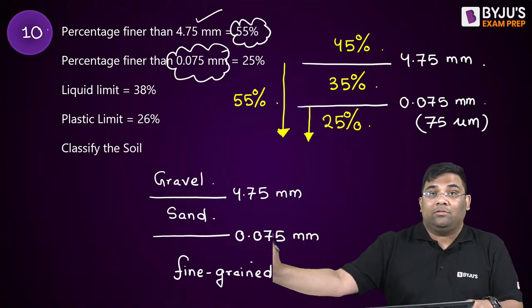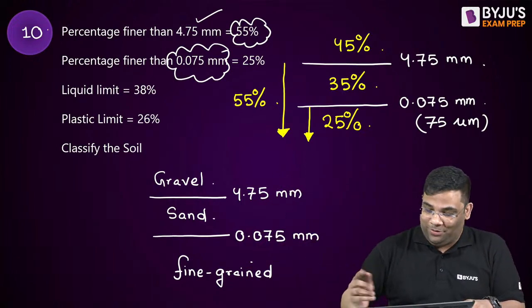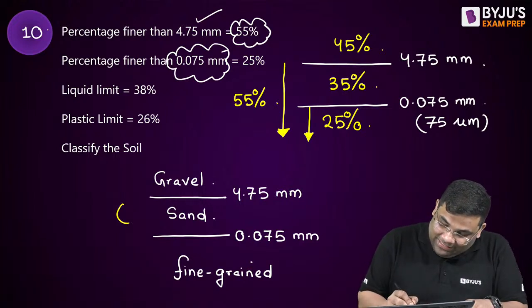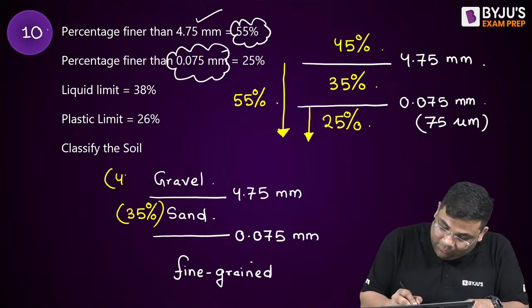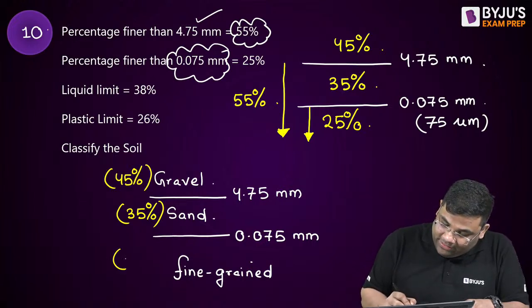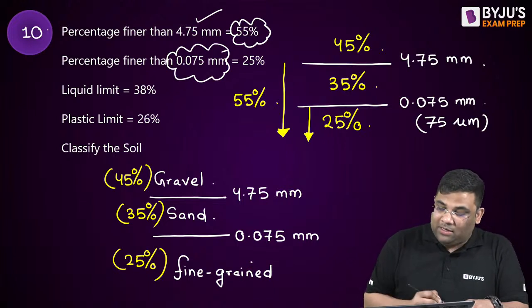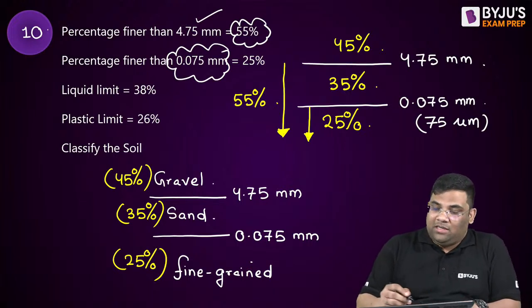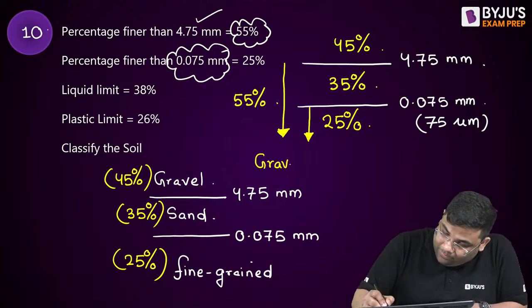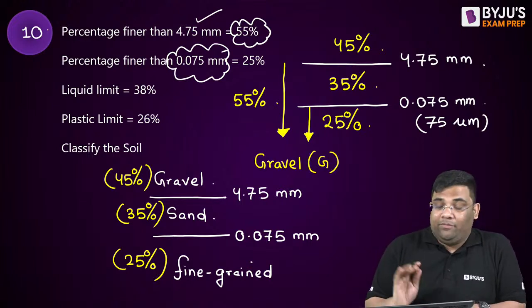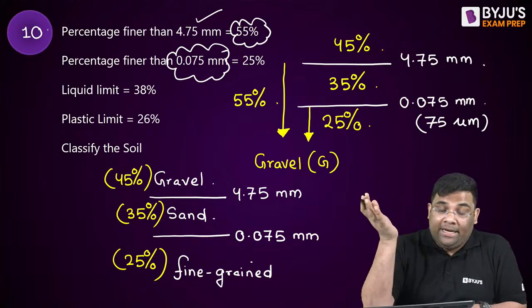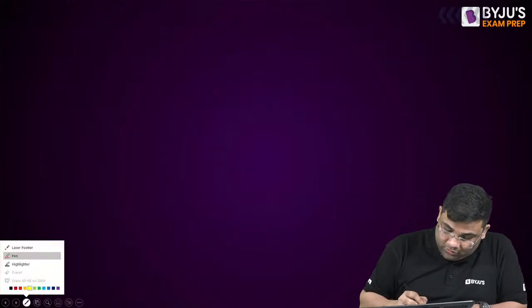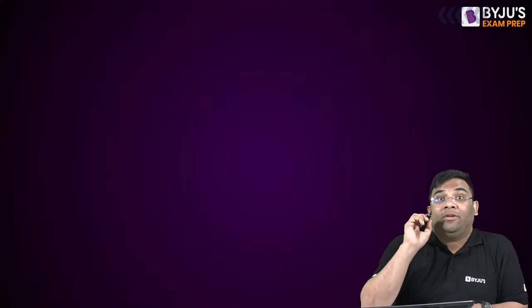Under which logic are they writing sand? Now tell me, sand is 35%, gravel is 45%, and fines are 25%. So automatically this is gravel. G for gravel. Very good. But that is not the end. Whenever the soil is coarse, meaning it is gravel or sand, then it is coarse-grained. So we go for the other kind of classification. That is what?